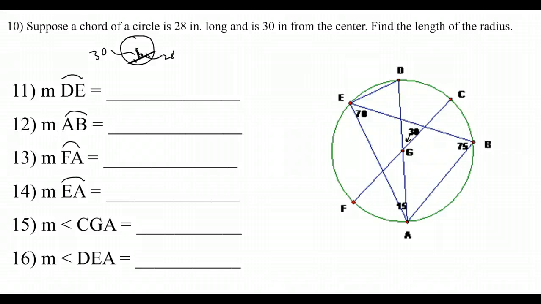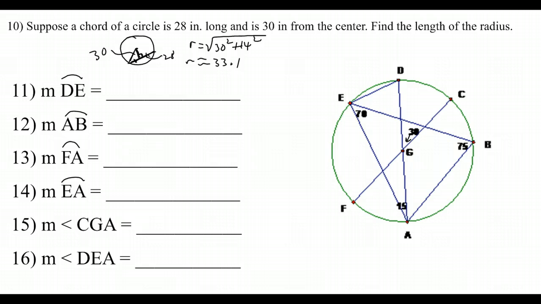So in order to find our radius, we have a right triangle where one leg is 14, the other one is 30. So our radius is equal to the square root of 30 squared plus 14 squared. And so our radius is approximately 33.1. Now let's look at this circle.